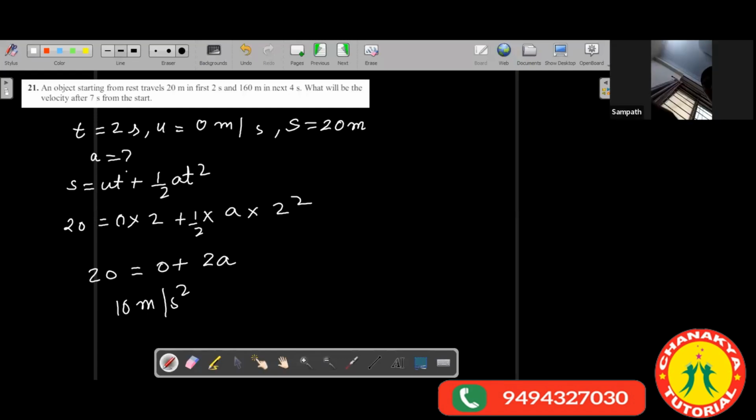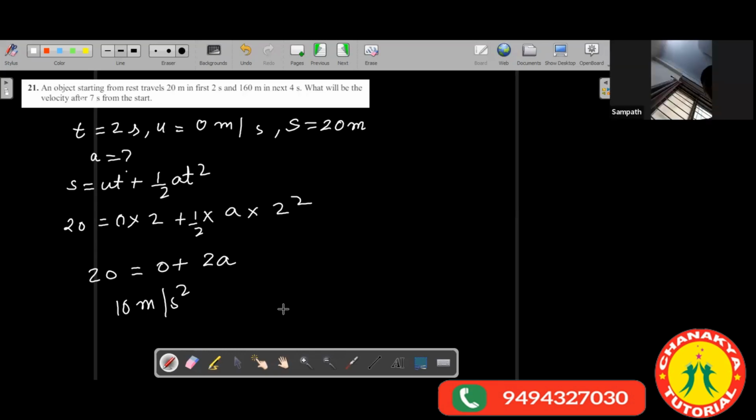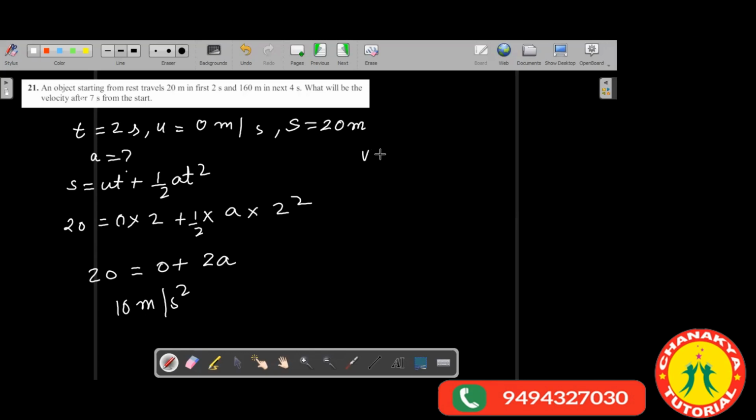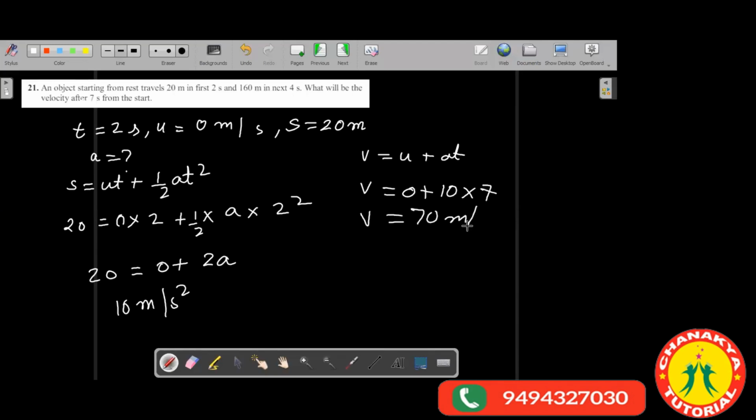The final velocity for the first 2 seconds? No, the final velocity for 7 seconds, after 7 seconds. Okay, sir. So we'll be using v equals u plus at. It should be equal to u, which is 0, plus acceleration, which is 10, multiplied by t, which is 7. Yes, 70 meter per second. Okay. So we didn't even have to utilize the second part that's given.